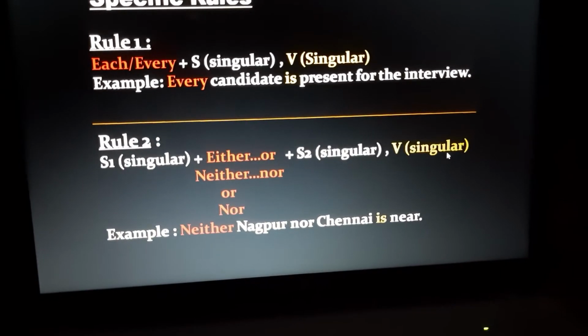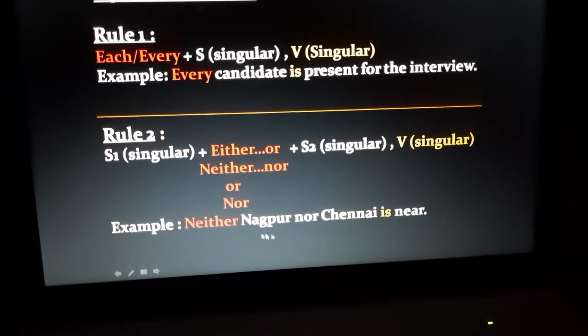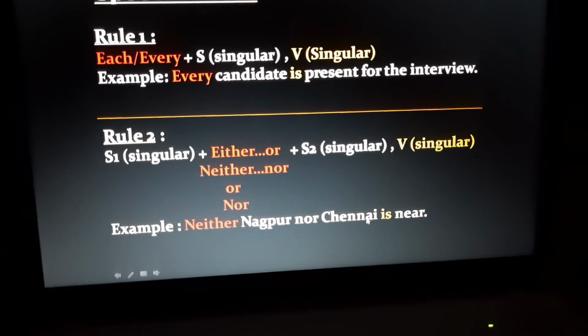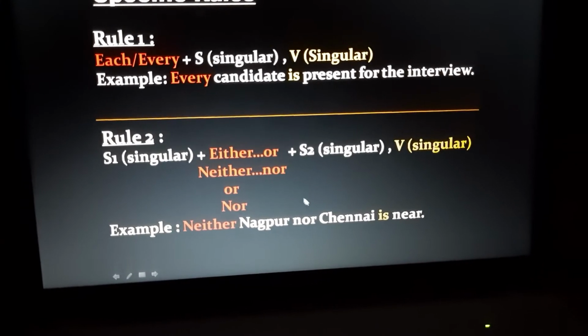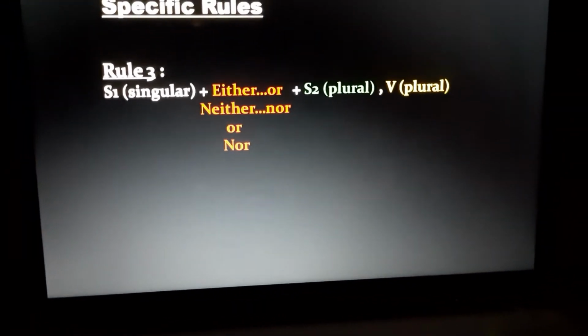Look at this example. Neither Nagpur nor Chennai is near. Now we have two subjects, Nagpur and Chennai, but they are connected by neither-nor. Therefore, the verb is singular. Let us move on to rule number 3.